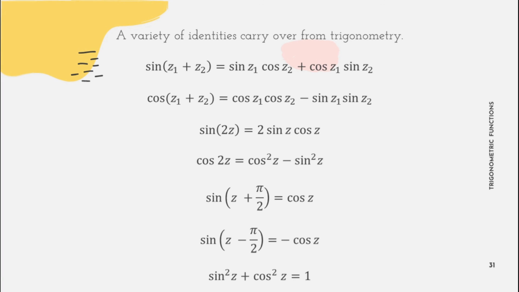The second identity is sine 2z is equal to 2 sine z cosine z, and cosine 2z is equal to cosine square z minus sine square z. Sine z plus a half pi is equal to cosine z, and sine z minus a half pi is equal to minus cosine z, which are also carried over to this trigonometric function of complex variable. Sine square z plus cosine square z is equal to 1 also holds.